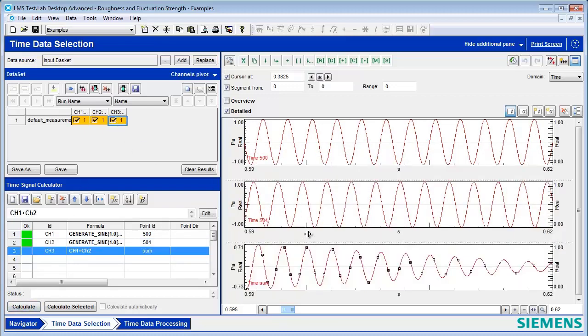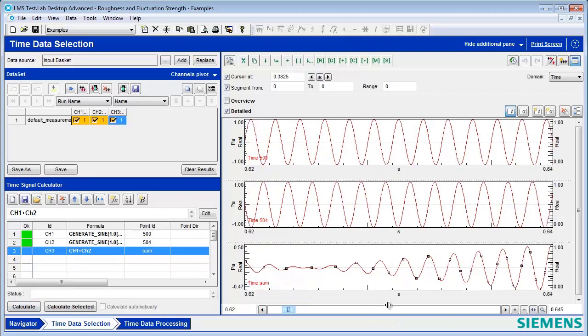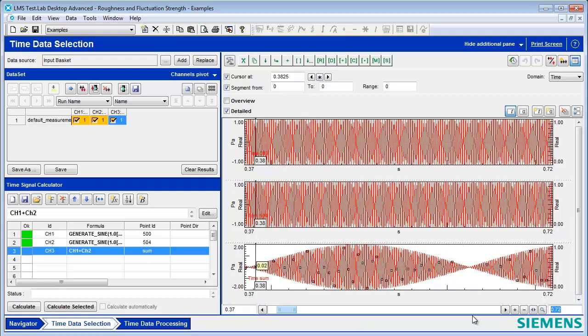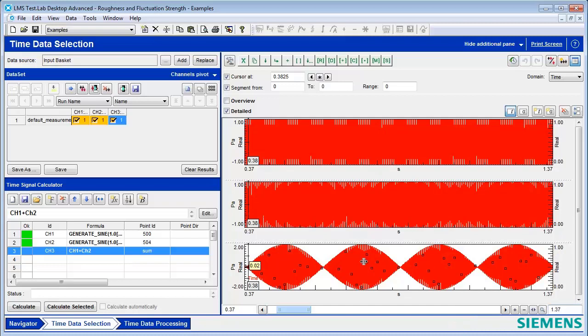And we'll view the sum here, and we can see that indeed, as we go along in time, there's points where they cancel. And there are also points where they almost double in amplitude. If we back out a little bit and we look over 1 second, you may remember we had 500 and 504 Hz. That's a difference of 4 Hz. And we can see that over 1 second, there are exactly 4 modulations in the signal.